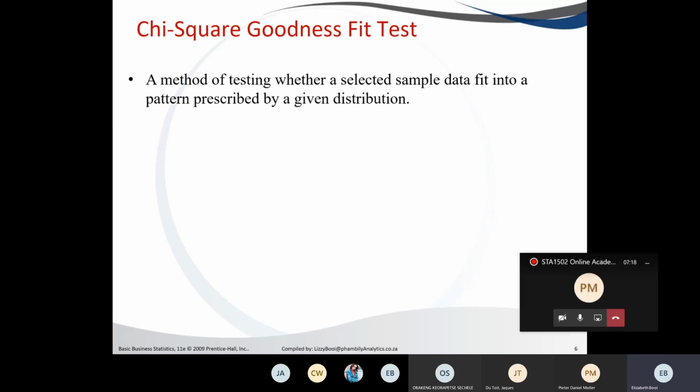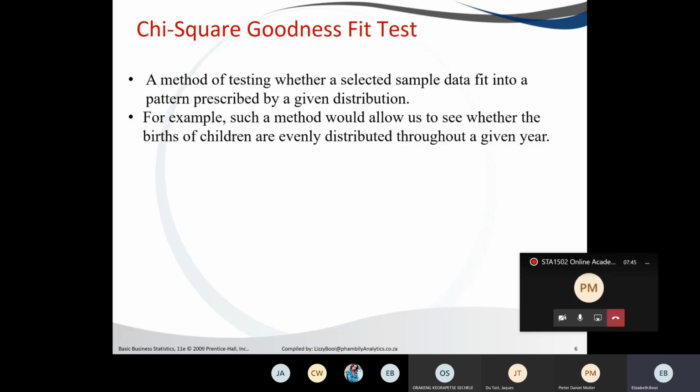When we do chi-square test in general, we are testing whether the selected sample data fit into a pattern. For example, it should fit into a distribution called the chi-square distribution pattern. So that's what we're going to be testing.